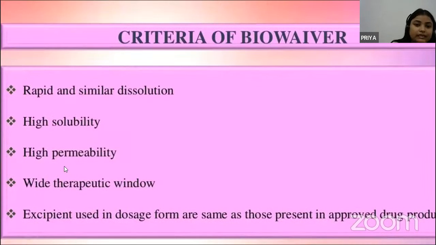What are the criteria of biowaiver? That is rapid and similar dissolution. It has high solubility, it has high permeability, and a wide therapeutic window. Excipients used in the dosage form are the same as those present in the approved drug product.